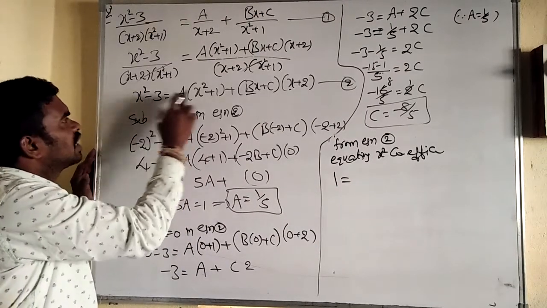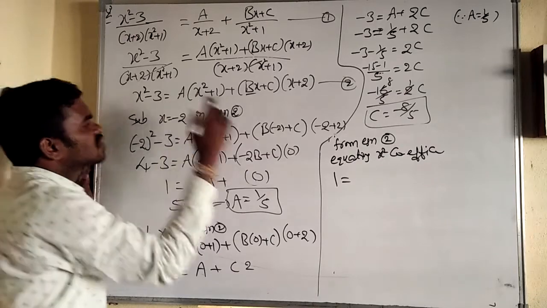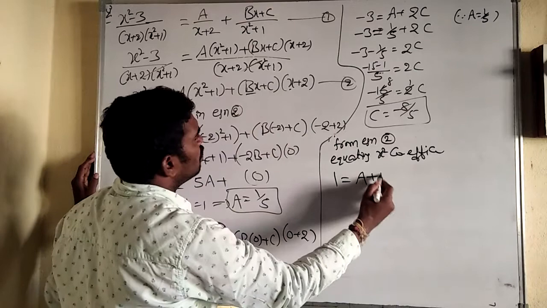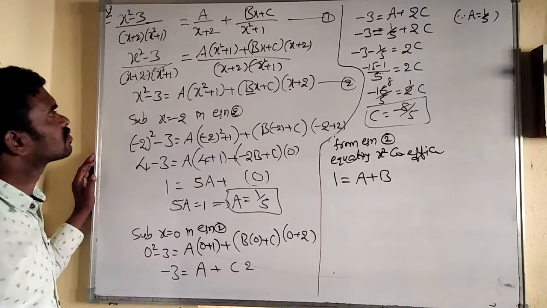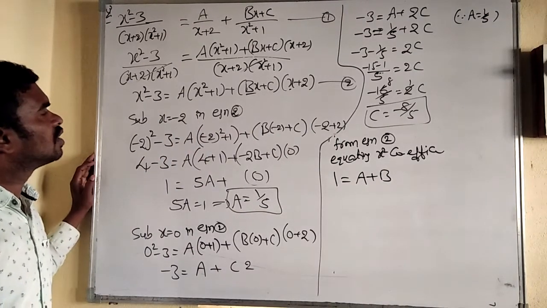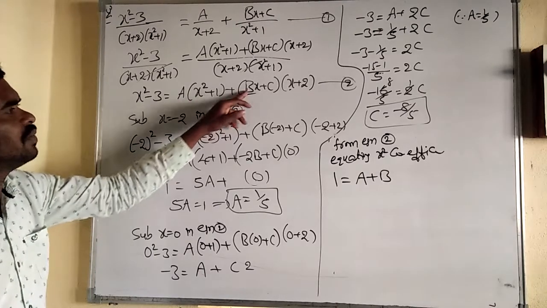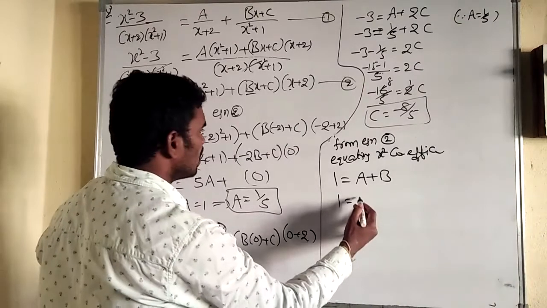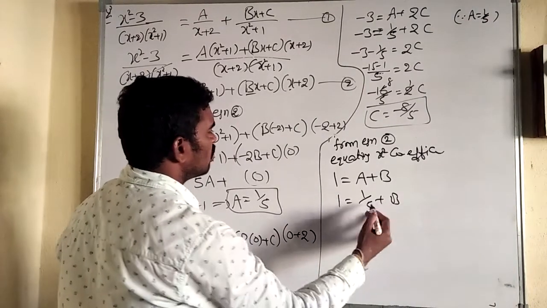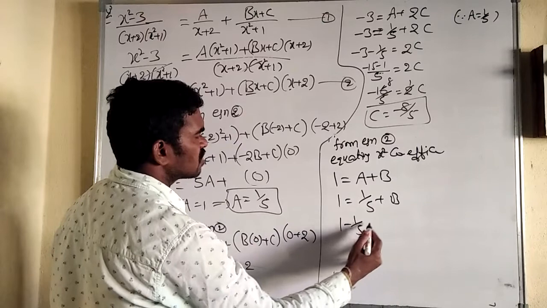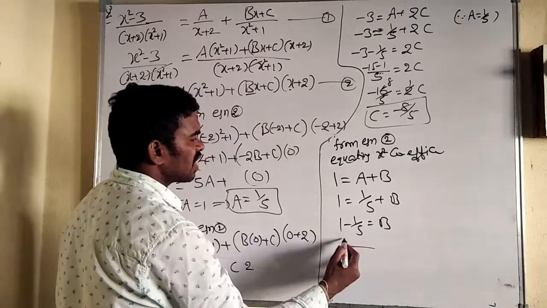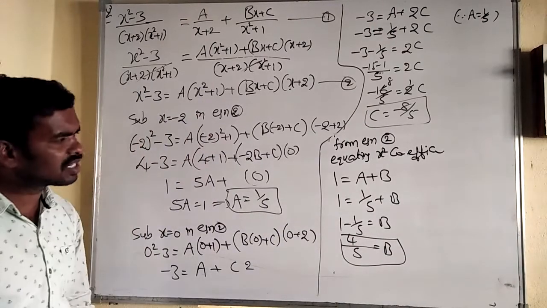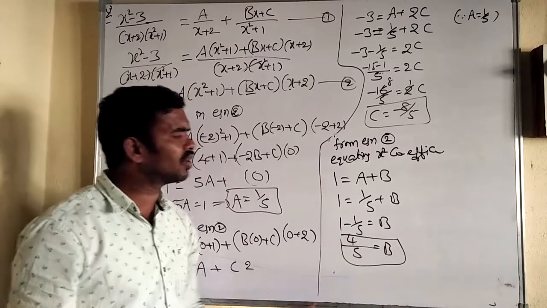Here x square coefficient is 1. Here x square coefficient will be a into x square is a. And here bx into x square, so b. Okay, a into x square, bx into x, b. That's it. Just a plus b equal to 1. So 1 equal, what is the a value? 1 by 5 plus b. 1 by 5 send left side. So 1 minus 1 by 5 equal to b. So 5 ones are 5 minus 1, 4 by 5 equal to b. Okay, very simple or not? So simply we got it, b equal to 4 by 5.